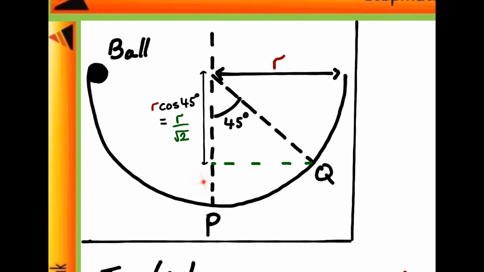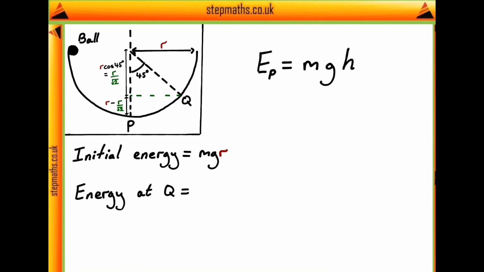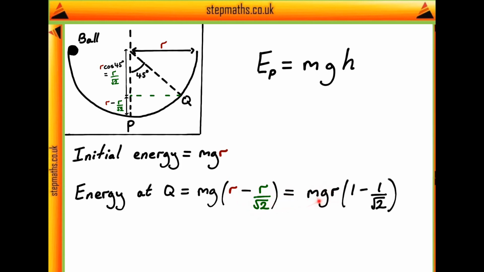Therefore, to find the height of Q above our point P, we can just take r over root 2 from our total distance r, giving us that the height of Q is just r minus r over root 2. So if we go back to our equation for the gravitational potential energy and substitute this value in as the height, then we get the energy at Q is just mg times r minus r over root 2. But we can just factorise an r out to get this expression here.